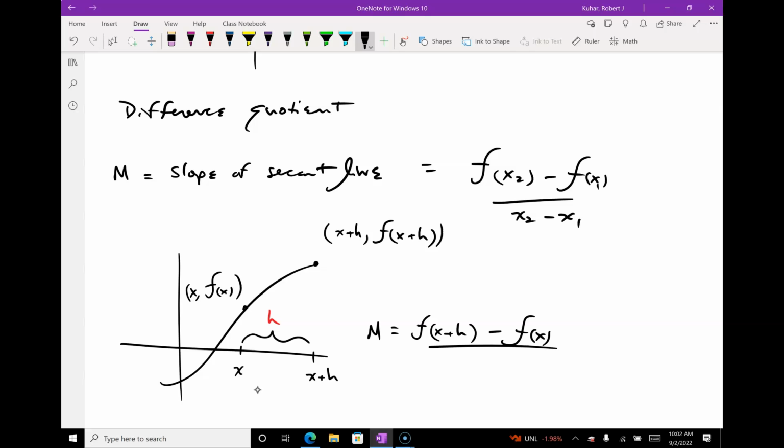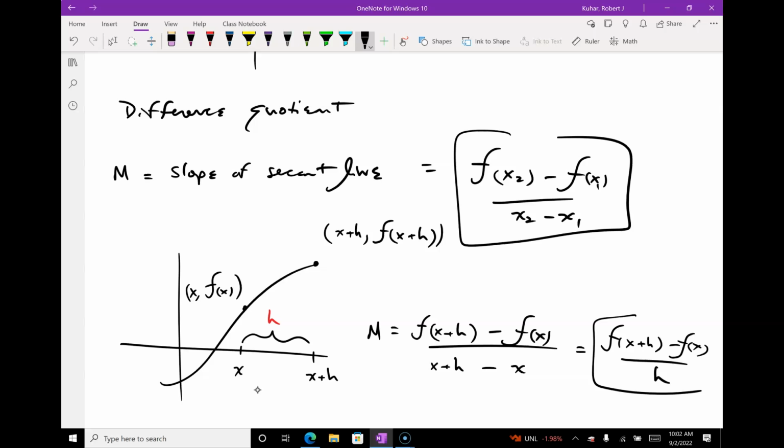And what do I get downstairs? I get x plus h minus x. So that simplifies to what? H only, good. So these two pieces are saying exactly the same thing.